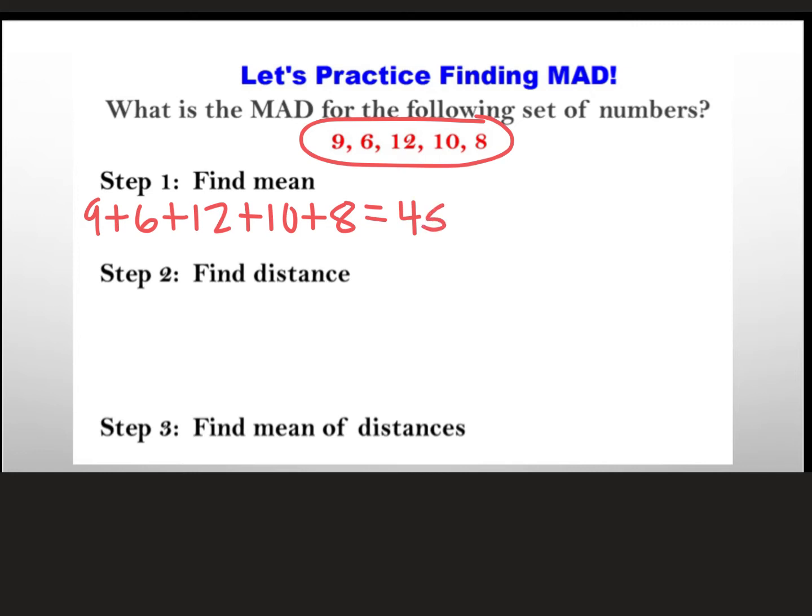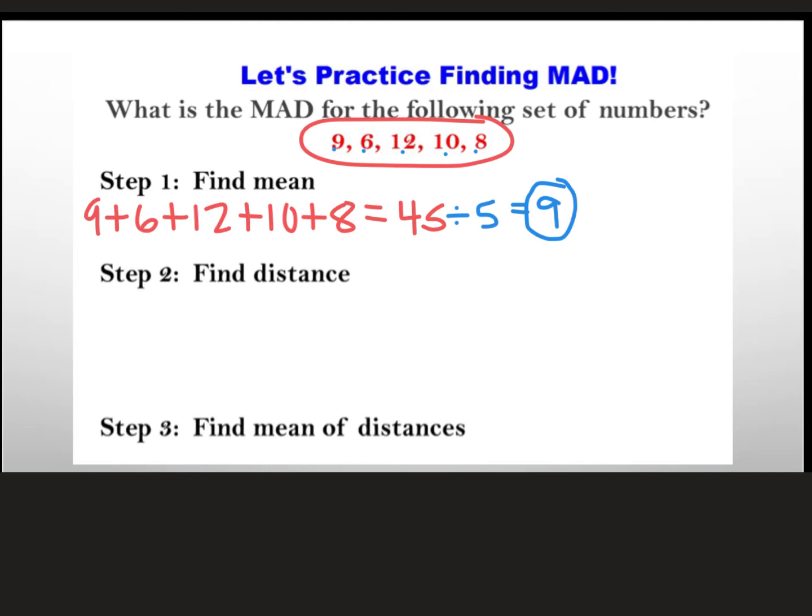Once we add them all together, we divide by the number of data points in our data set. We had 1, 2, 3, 4, 5 numbers. 45 divided by 5 gives me a mean of 9 for this data set.